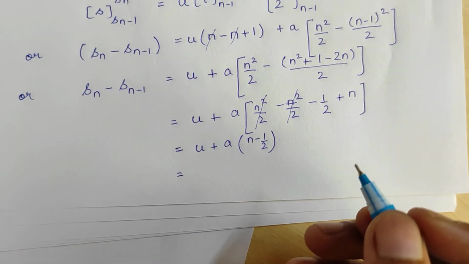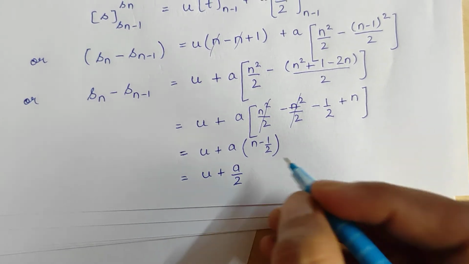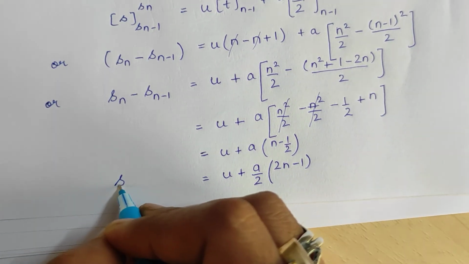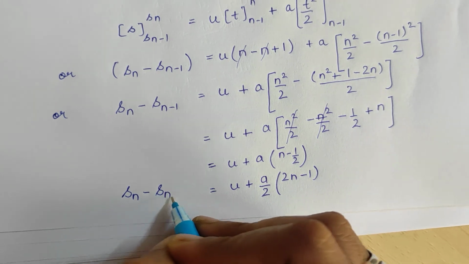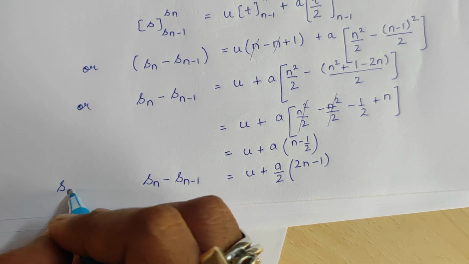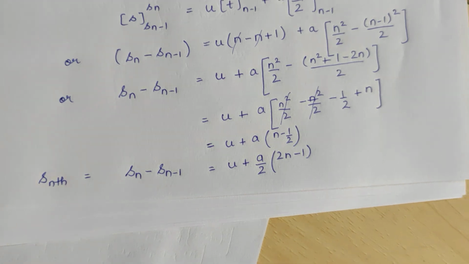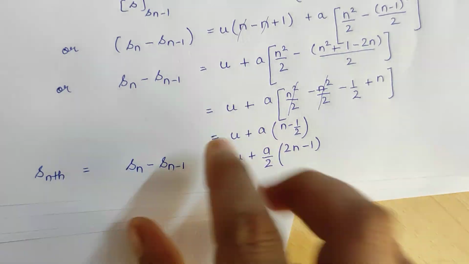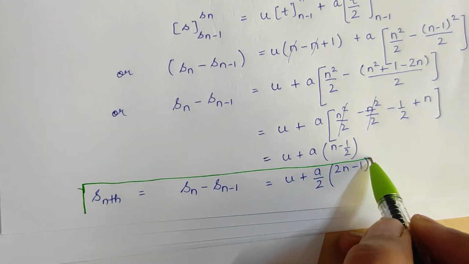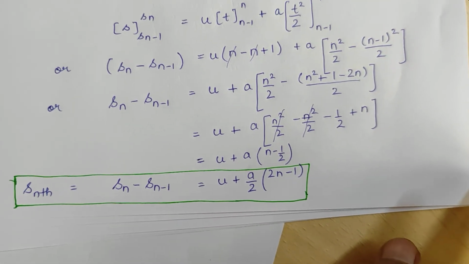If we solve it further, what will we get? We get u plus, if we take out 2, a by 2 times 2n minus 1. So here you can see that this is the Snth, the distance travelled by the object in nth second. Fine. So this is the fourth equation of motion which we have derived using the calculus method.